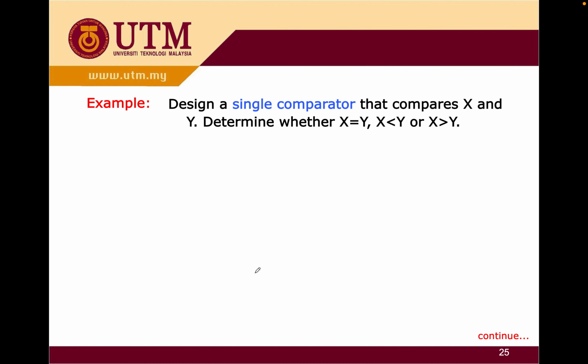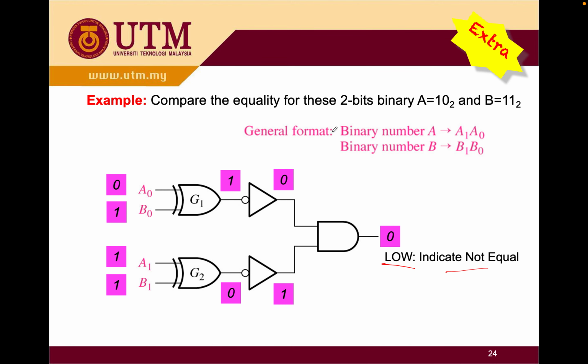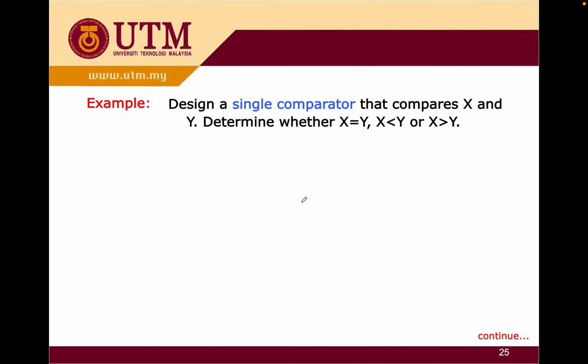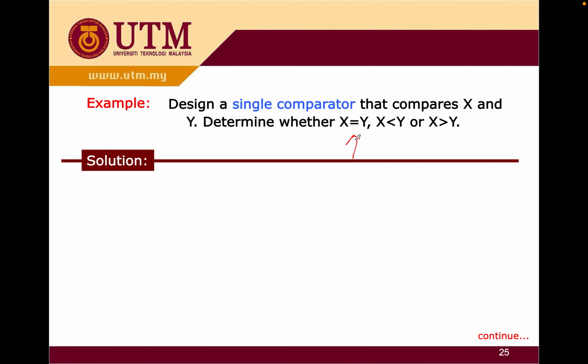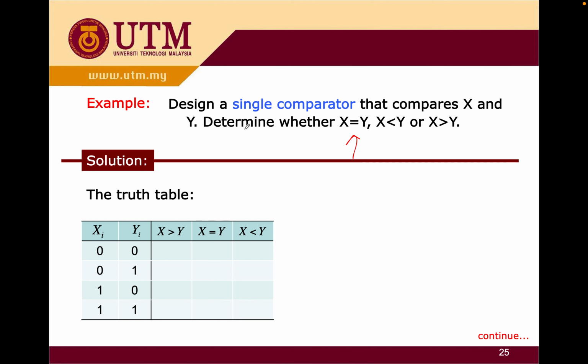Okay. In this example, it asks you to design a single comparator that compares X and Y. Determine whether X equals Y, or is less or more. This one you need to have much bigger than this, because just now we had only whether it is equal or not. So for the solution, you need to come out with the table first. You have here X and Y, right? It doesn't mention the bits yet.